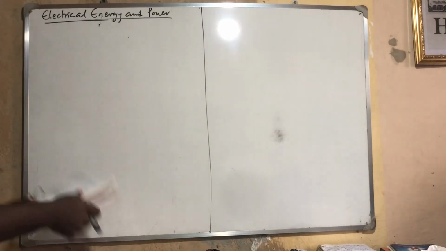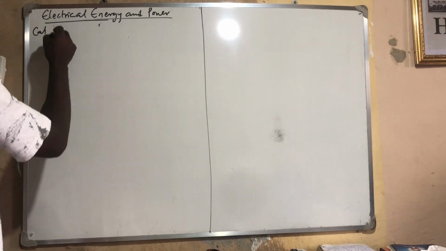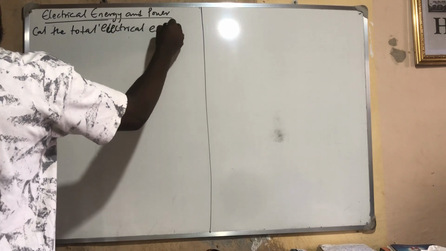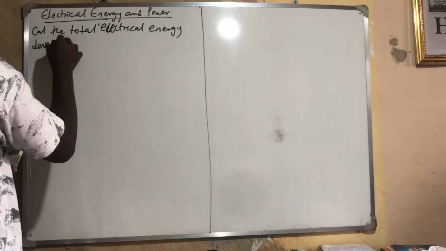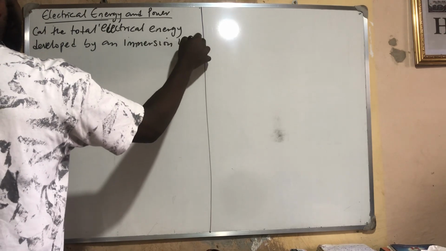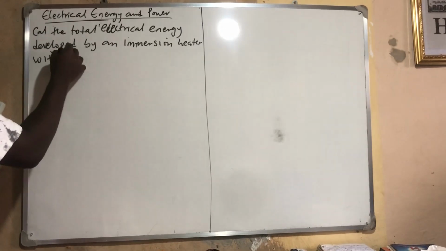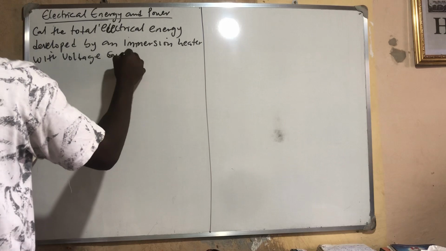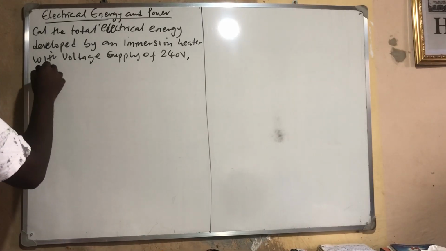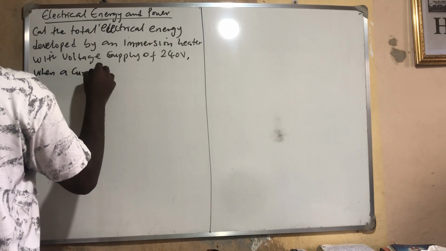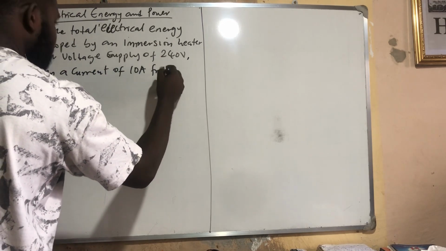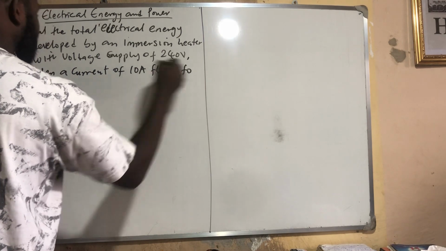The first question said: calculate the total electrical energy developed by an immersion heater with voltage supply of 240 volts, when a current of 10 amperes flows for 2 minutes.